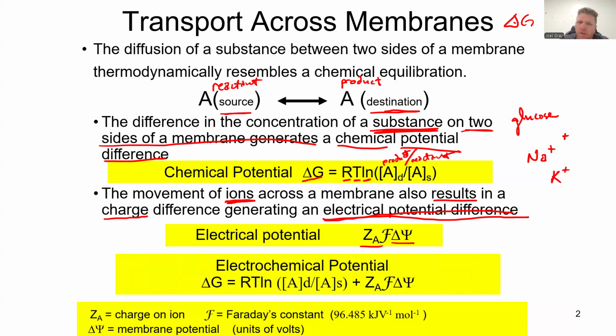Now, effectively what this means is when we talk about different concentrations of substances on two different sides of a membrane, we have to account for their chemical potential and their electrical potential. And we combine all of that into an electrochemical potential. So delta G is equal to RT times the natural log of our concentration in the destination divided by our concentration in the source, plus Z sub A times F times delta psi.